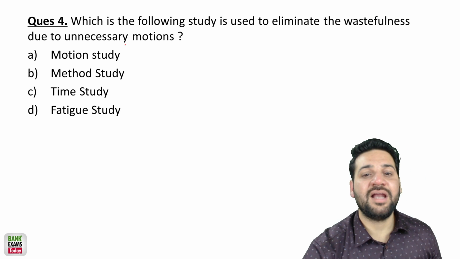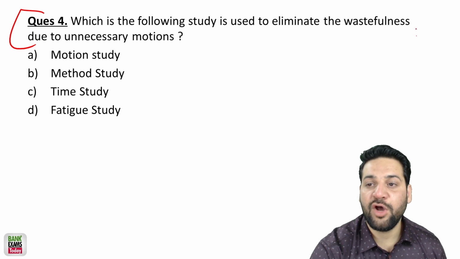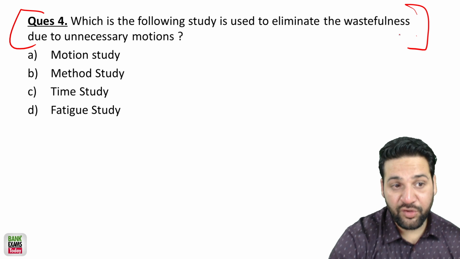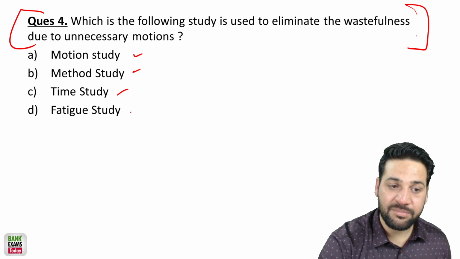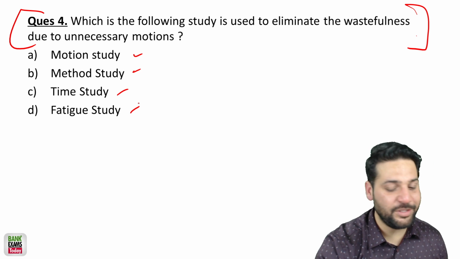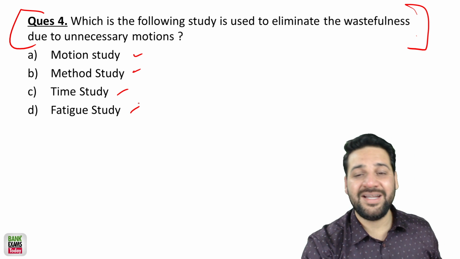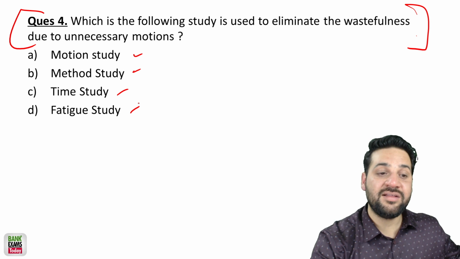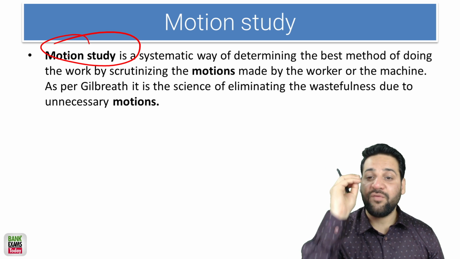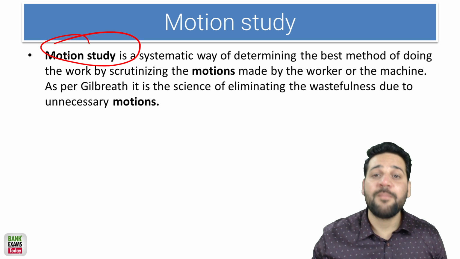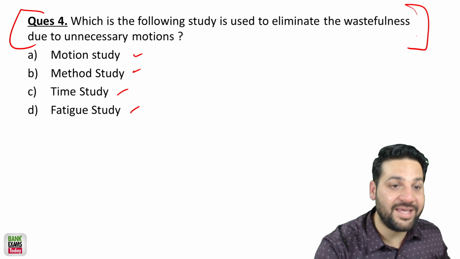Which of the following studies is used to eliminate the wastefulness due to unnecessary motion? Is it motion study, method study, time study or fatigue study? What is it? Tell me your answers. If you know the correct answer, you can tell me. That is motion study. Motion study is a systematic way of determining the best method to do a job by eliminating the wasteful activities, wasteful motion. So motion study is the correct answer.